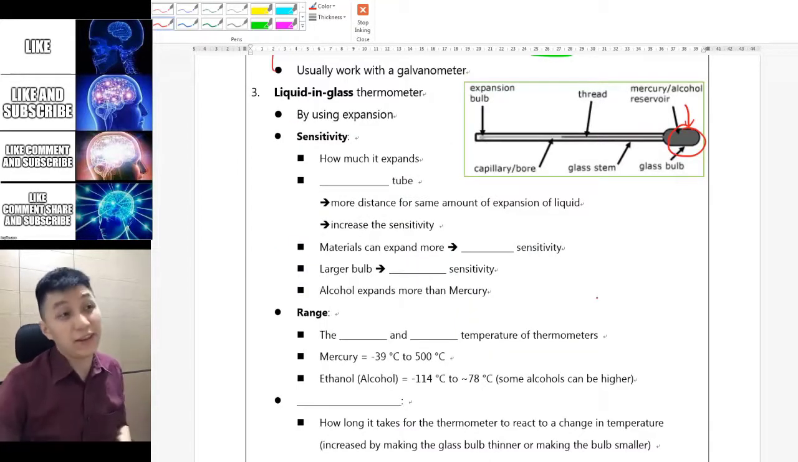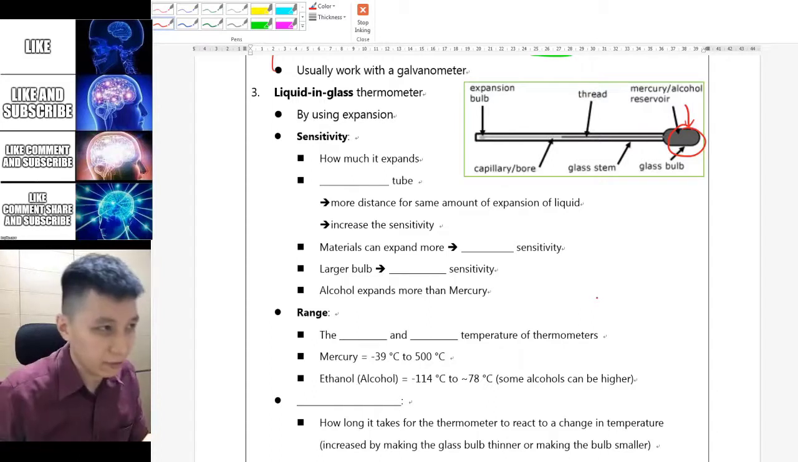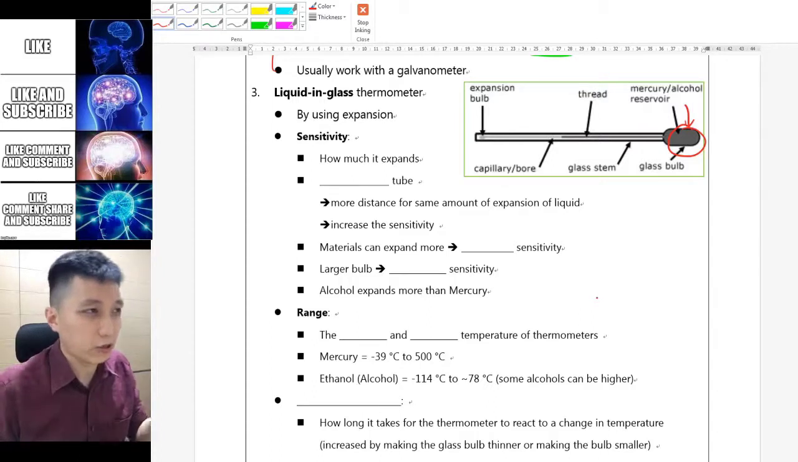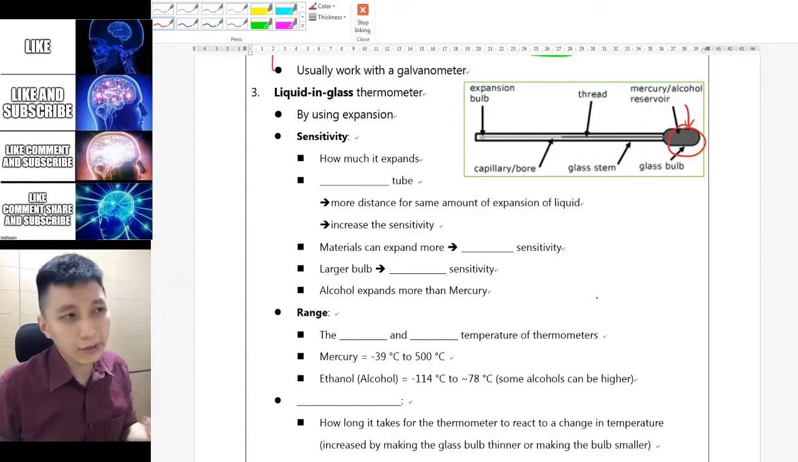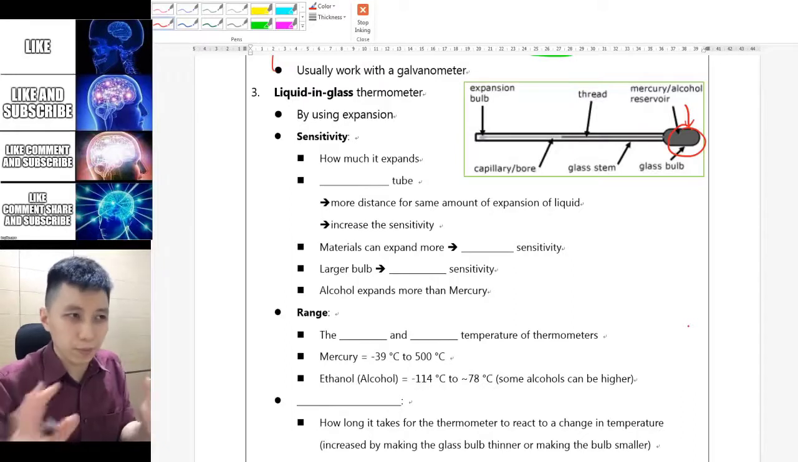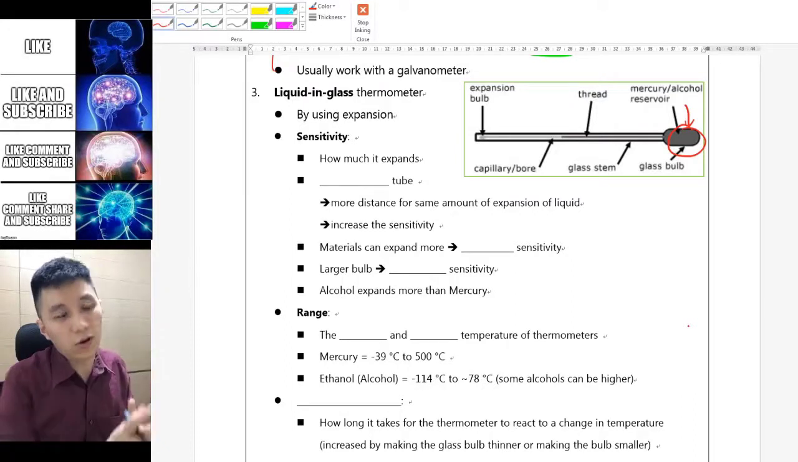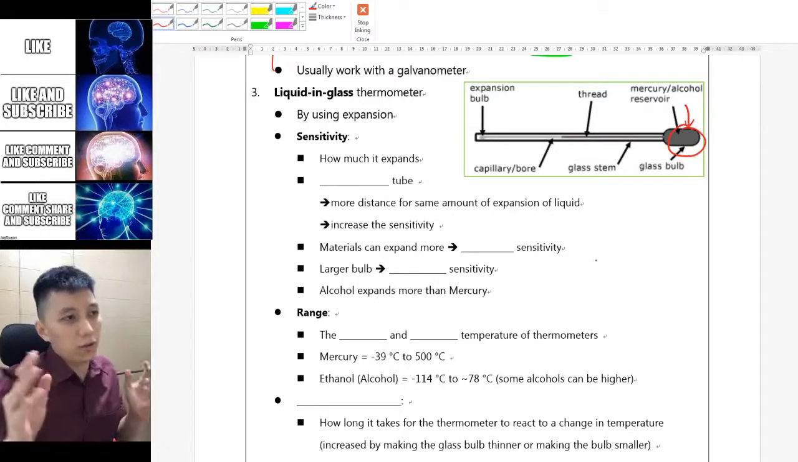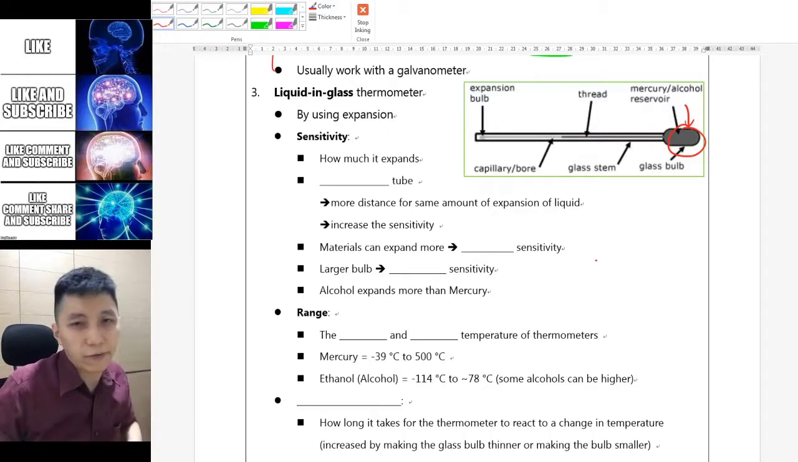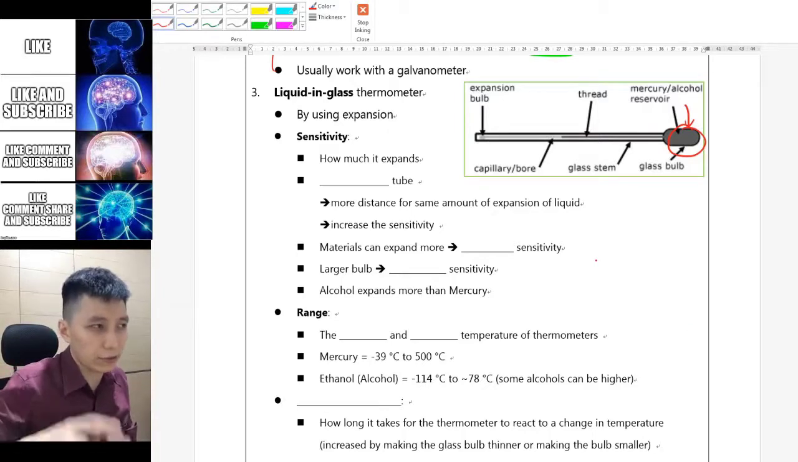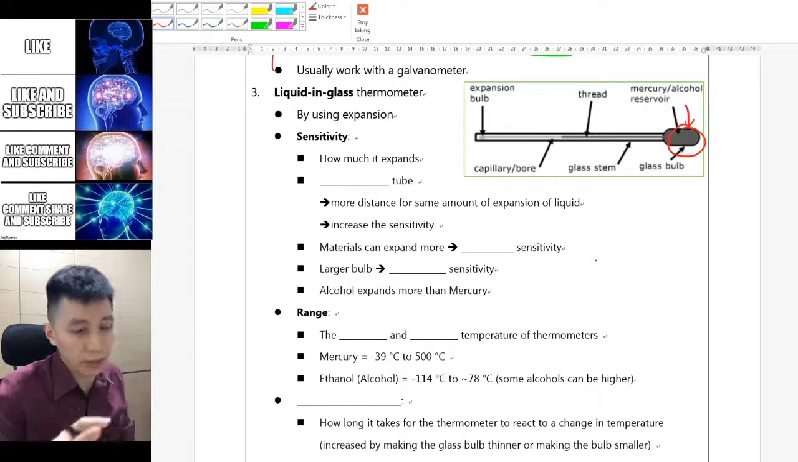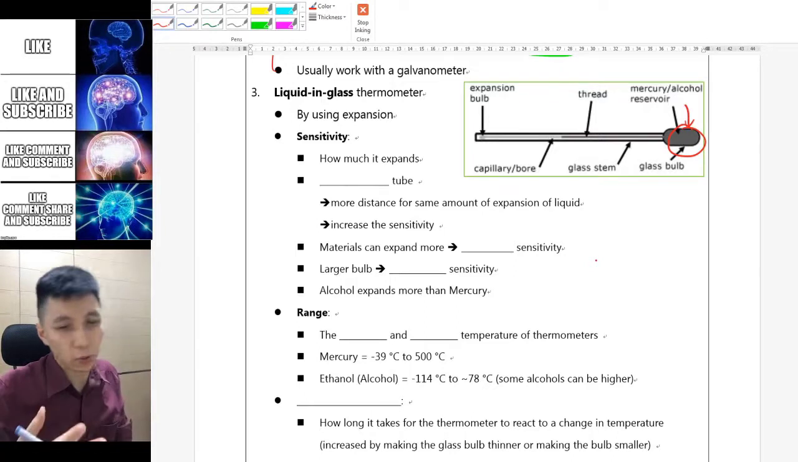Next up is something that finally, something you are very familiar with, I believe. It's called the liquid in glass thermometer. We call it liquid in glass thermometer because there's liquid in it. Well, it could be alcohol or mercury. Let me just go through the names of the properties first. So those are the 4 different kinds of properties you can describe whenever you have a thermometer.